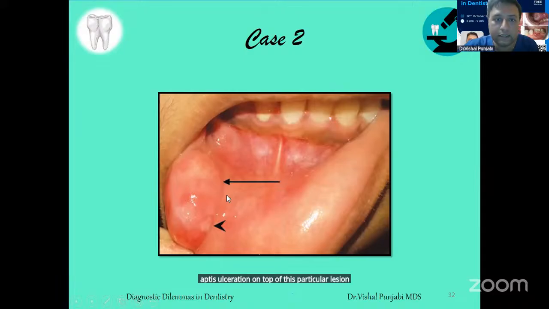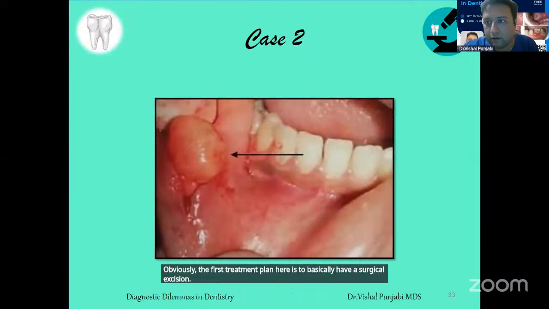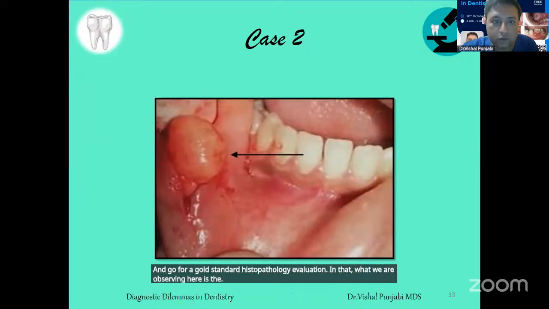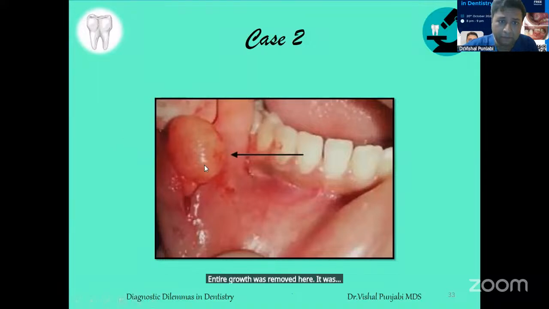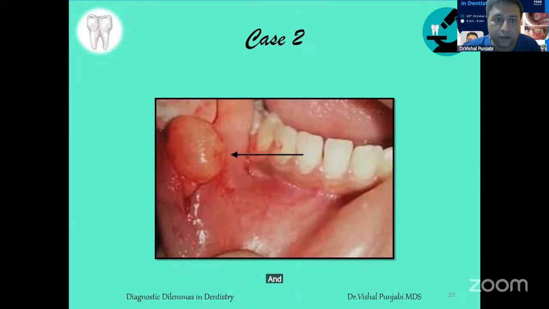So when we are seeing this, obviously, the first treatment plan here is to have a surgical excision and go for a gold standard histopathology evaluation. In that, what we are observing here is the entire growth was removed. We see the size, site, the shape, the color, and the consistency. All that what we're seeing, it's more or less oval. And once it was removed, on follow-up there were no issues. There was uninterrupted and uneventful healing in that area.